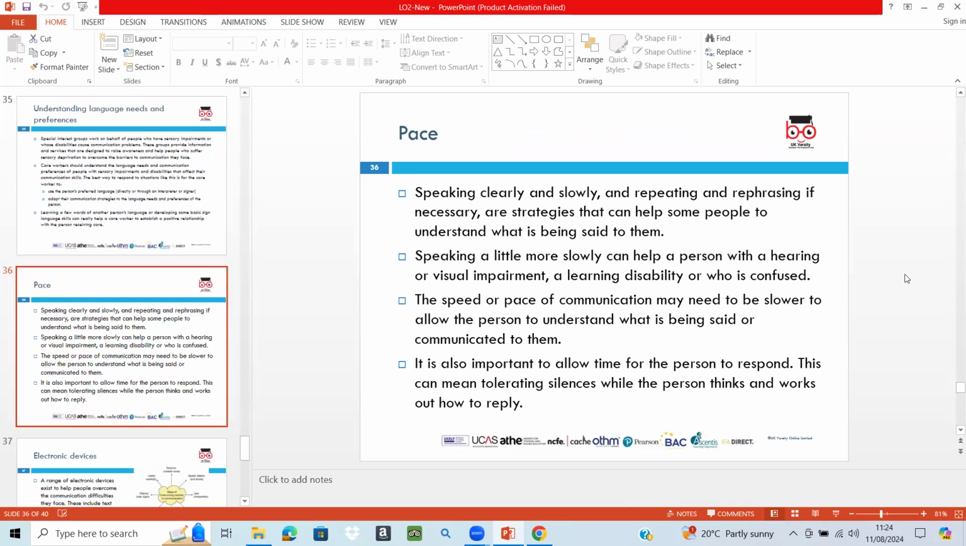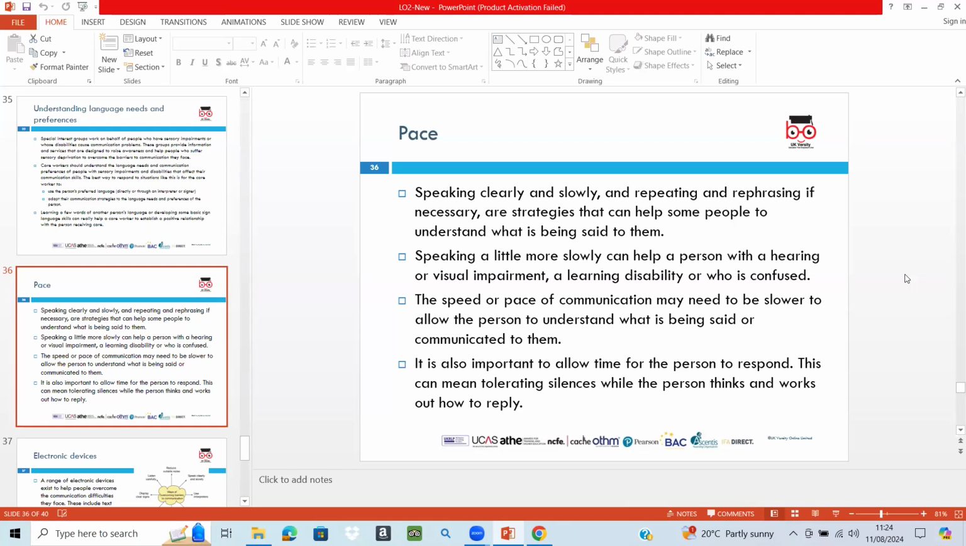Then we have to discuss the pace, right? Pacing your communication is key to ensure that the service user understands and can respond appropriately. So what we need to do is speak clearly and slowly. When communicating complex information, it's important to speak slowly and clearly.